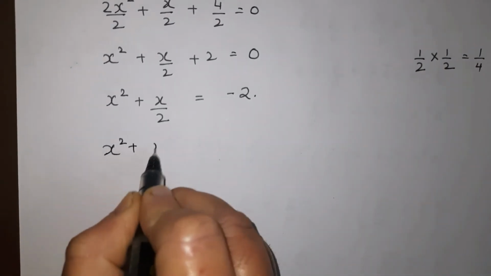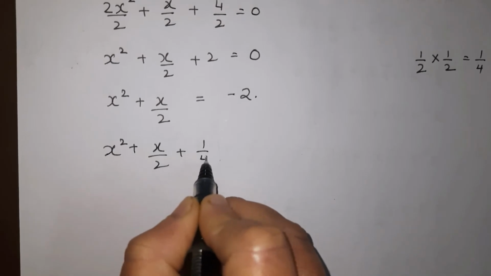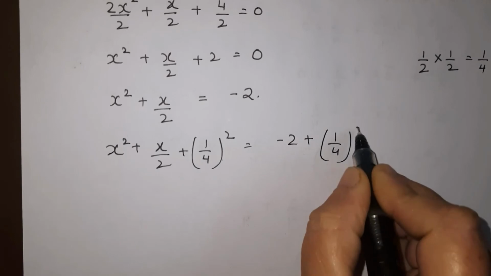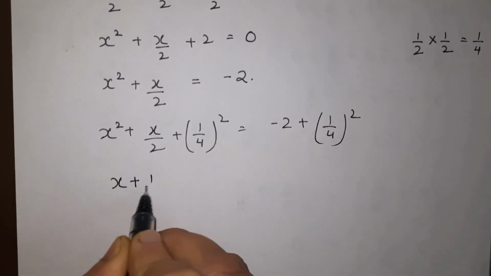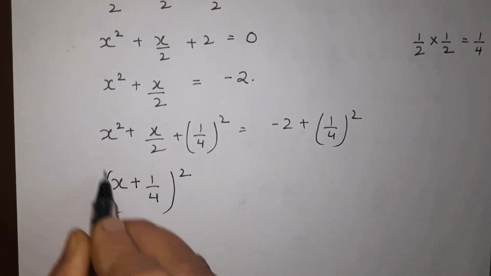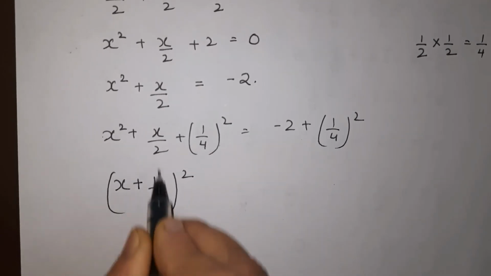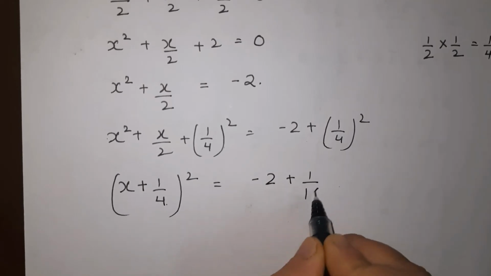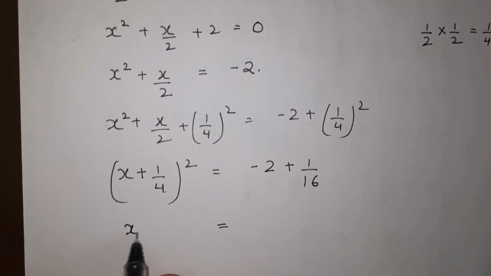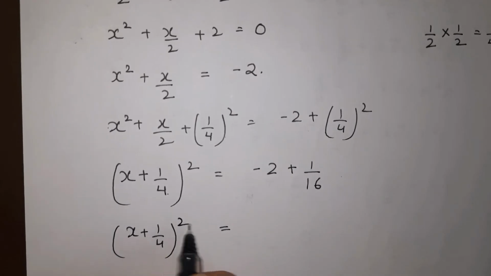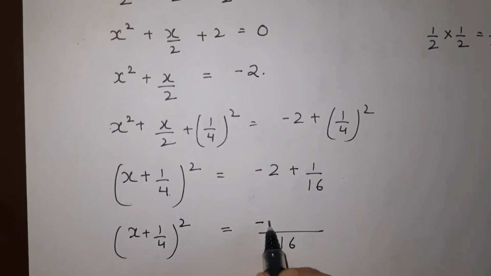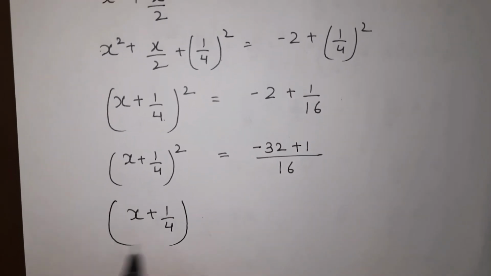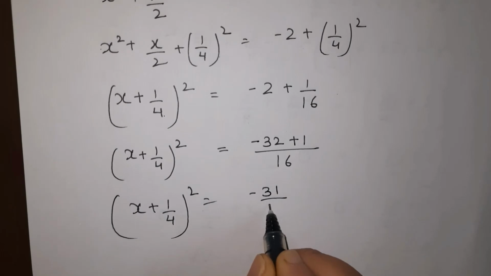So what we will do? We will add (1 by 4) square to both sides. So we will get here (x plus 1 by 4) whole square, with a square plus b square plus 2 into a into b giving x by 2, and on the right hand side we will get it like this, and 16 is the LCM, minus 32 plus 1. So (x plus 1 by 4) whole square is minus 31 by 16.